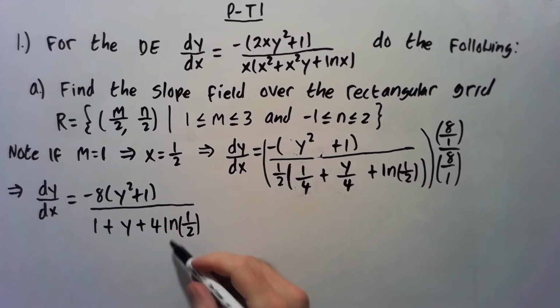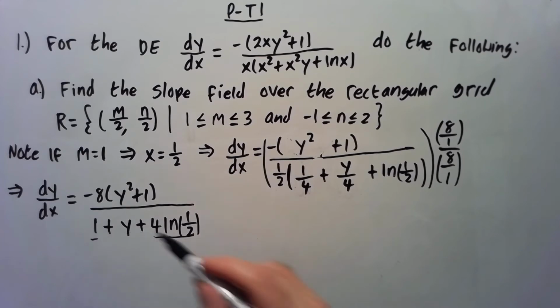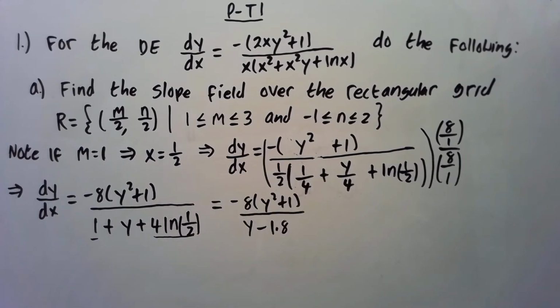Then in your calculator, if you do 4 ln 1/2 and add it to 1, you should get, rounding to one decimal place, negative 1.8. So we could write this as this for dy/dx. That's when x is 1/2. All right, let's keep going.